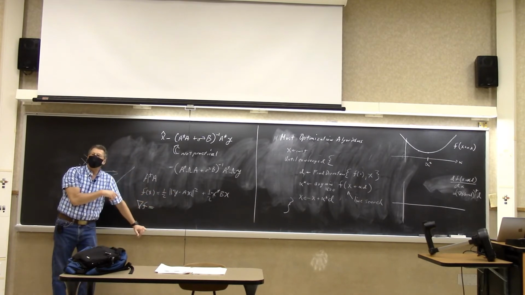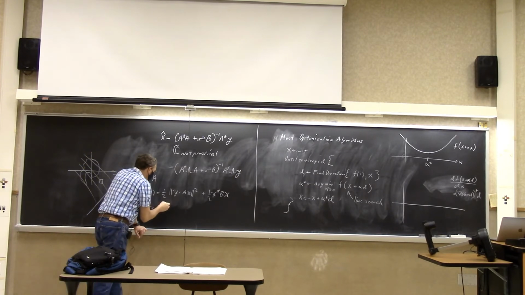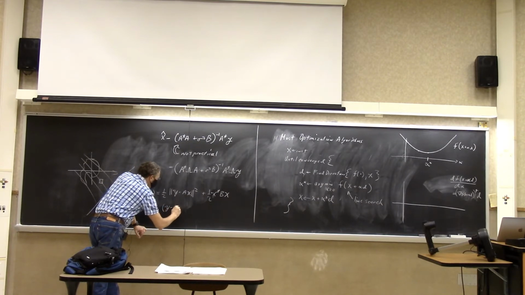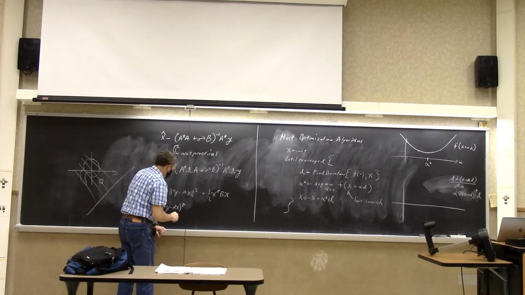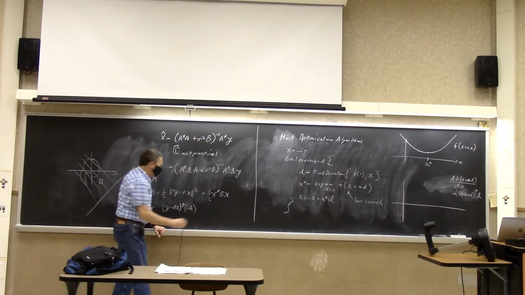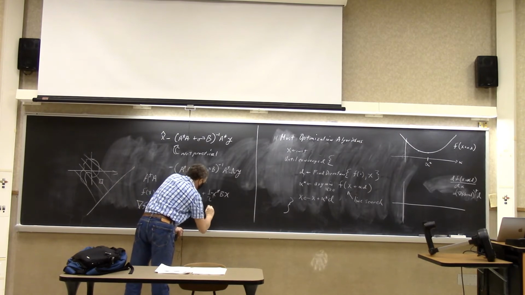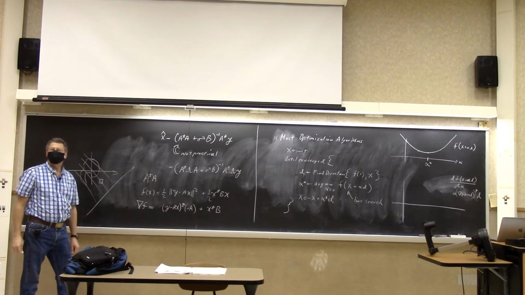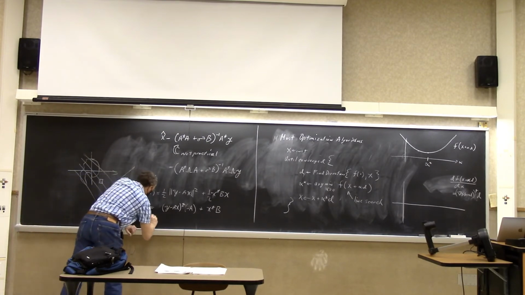I'm going to use standard matrix algebra results, okay? If you're not familiar with them, go look them up or rederive them from first principles. But this is going to look like y minus Ax transpose times minus A, okay? And then plus x transpose B. That's what that's going to look like. So I could rewrite that if I take the transpose.